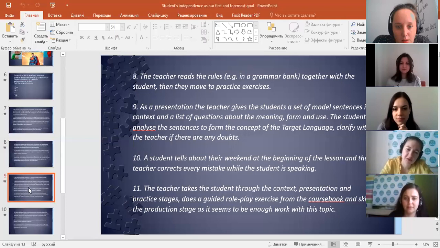Well, number 9 is good. Yeah, it's good. It's like eliciting. And ask questions, good. Sentences are in context, also positive.